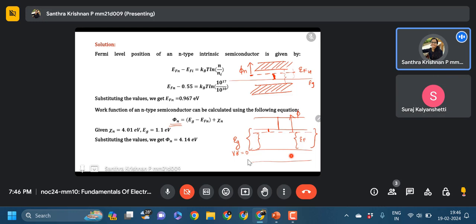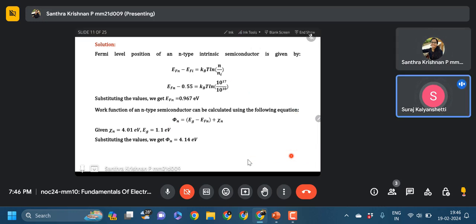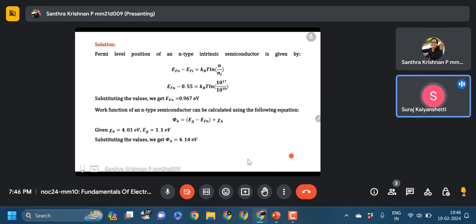Let me draw once more. No, I'm talking from the equation standpoint, so I don't draw. See here, you got EFN: it is 0.55 plus 0.451, so 0.9 something you'll get. EFN you got, right?